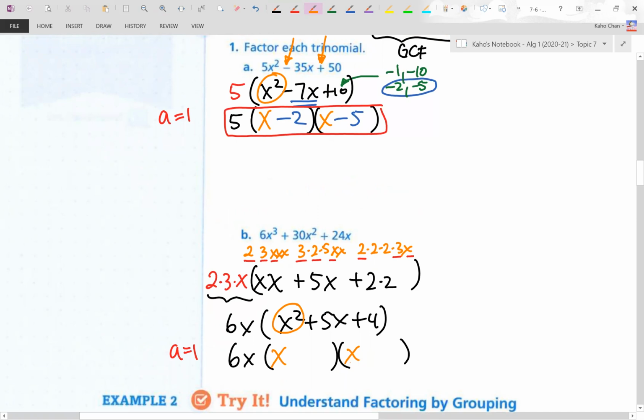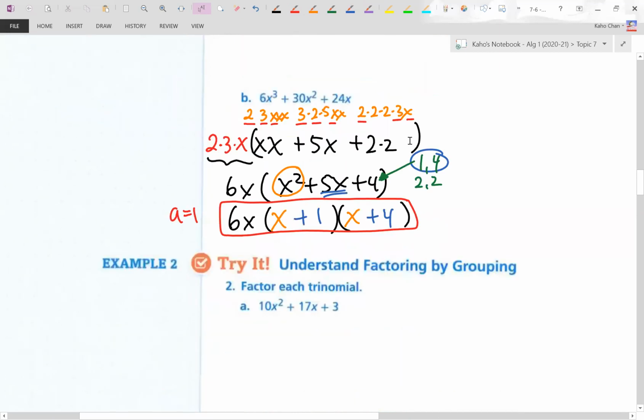Bam, bam. Then what I'm trying to do is find all the possible ways of getting 4, 1 times 4 and 2 times 2, that when added together will give me my middle term here, my B value, 5x. Oh, there it is. 1 plus 4 and 1 times 4. So that's guessing and checking. Yay. Any questions? That's when you have some easy problems. Let's jump to the next problem. Any questions? Let me know. That was the last section, basically, those types of problems.